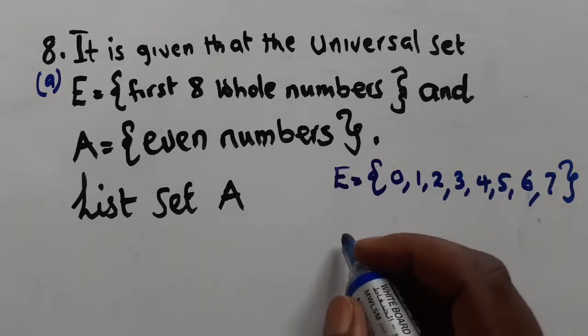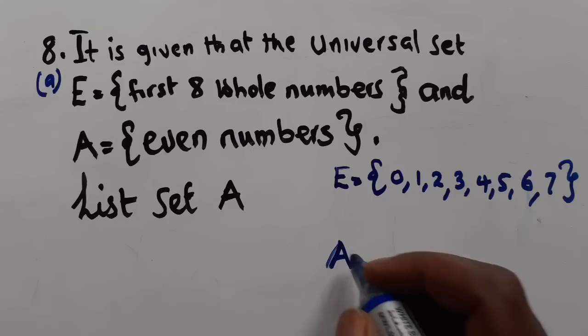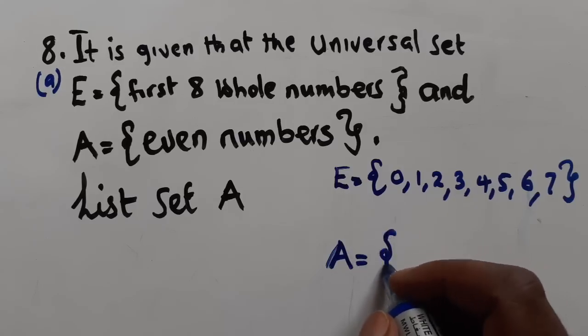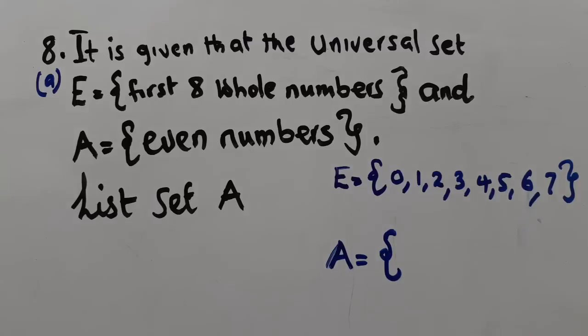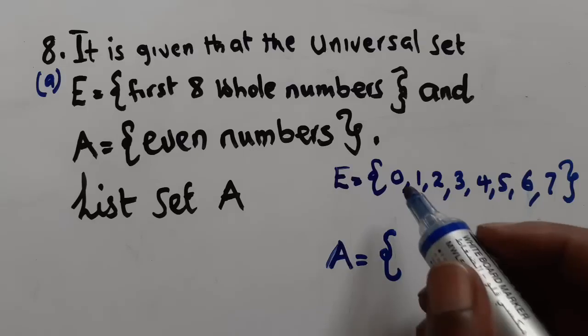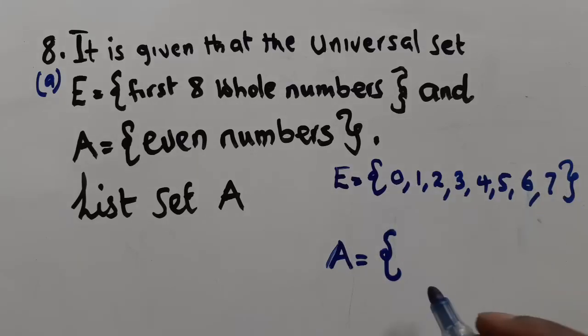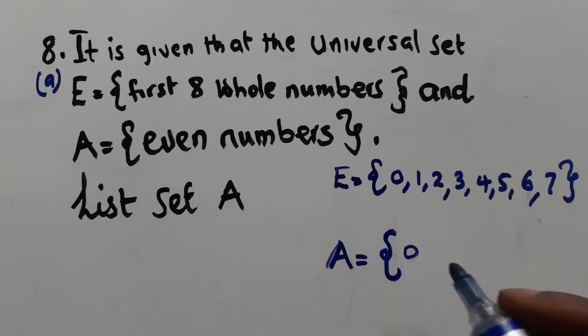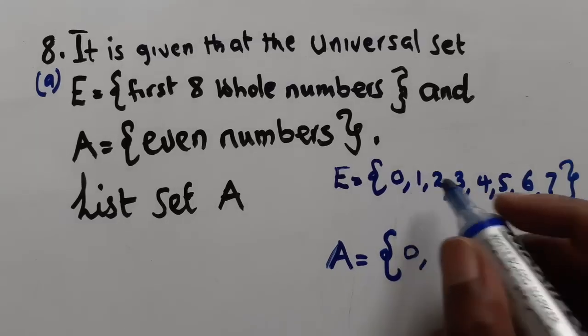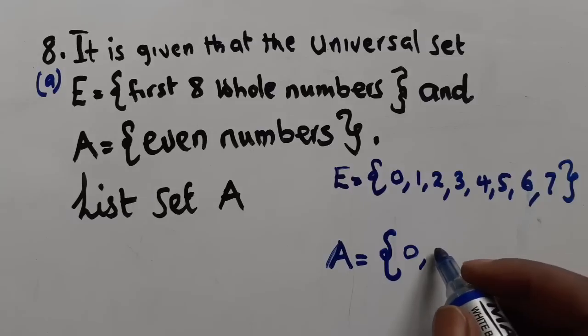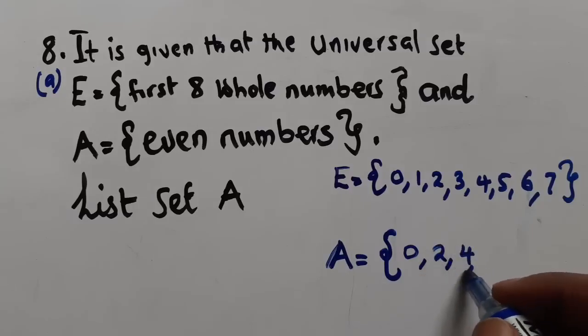Then what is an even number? An even number is a number that is divisible by 2. So when we start from 0 here and divide 0 by 2, what do we get? We get 0. So 0 is an even number. 2 can't go into 1. 2 can go into 2. So 2 is an even number.